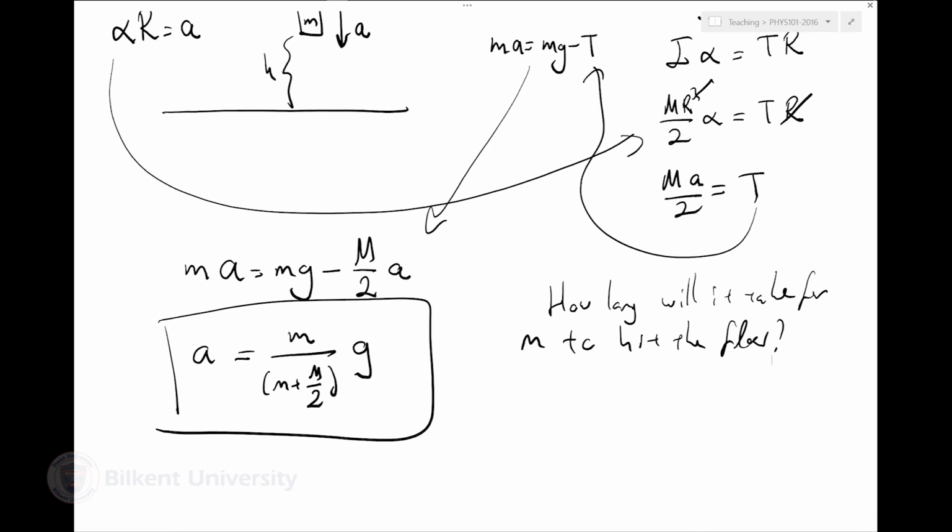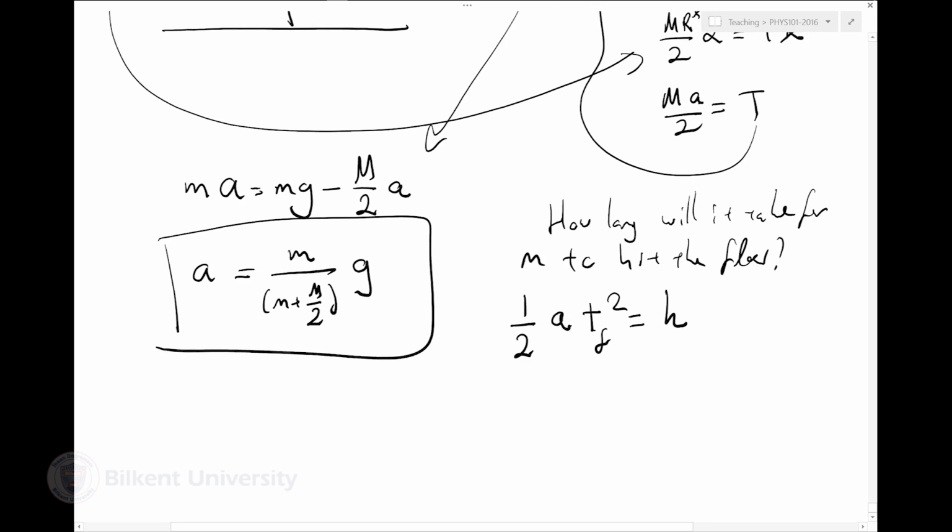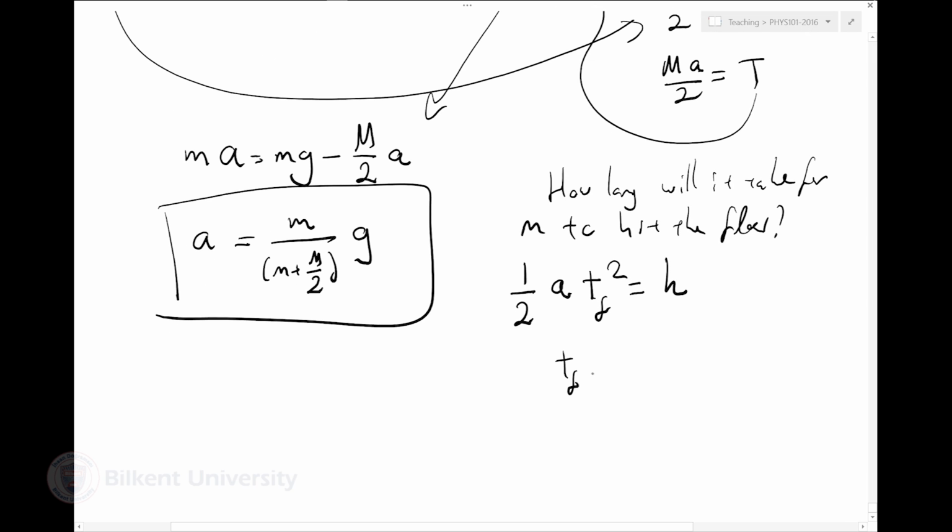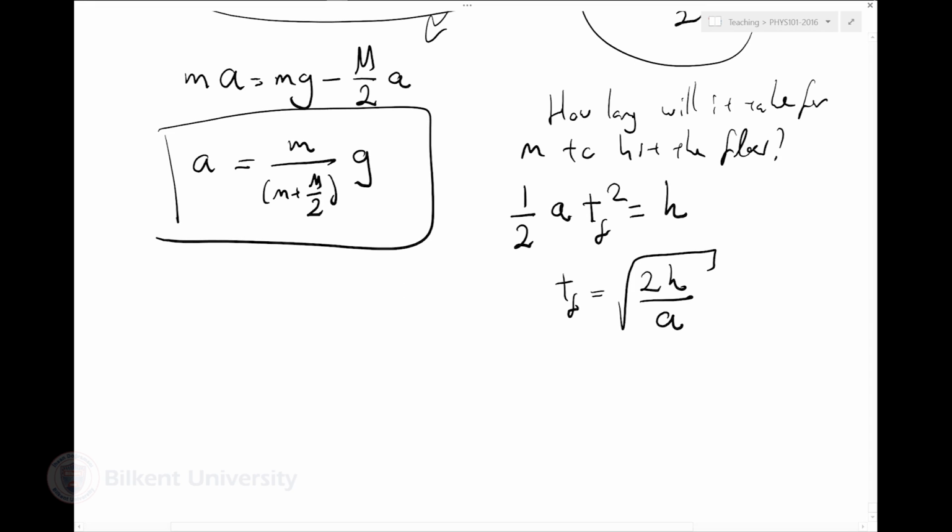Well, this is motion with constant acceleration. So 1/2 A Tf squared would be h. In other words, Tf would be the square root of 2h over A. Then what would my final velocity be? It will be A times Tf, right? That's motion with constant acceleration.